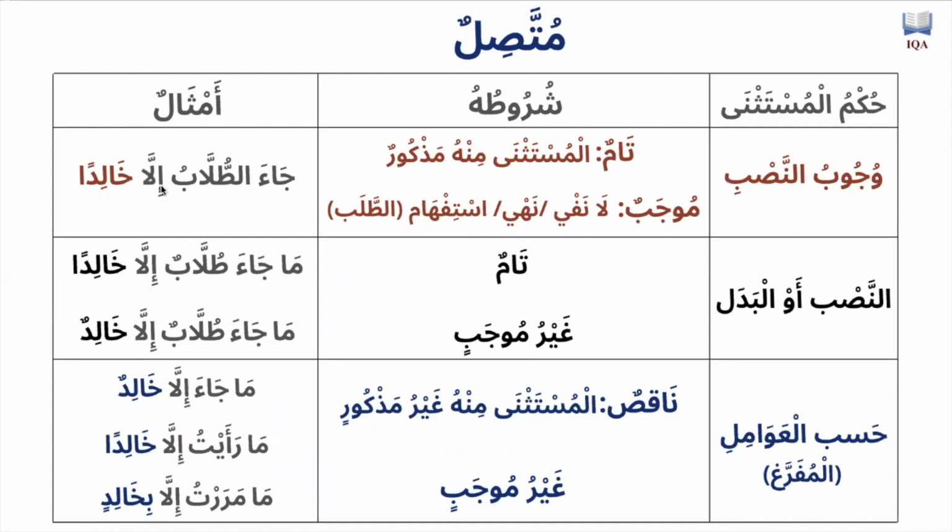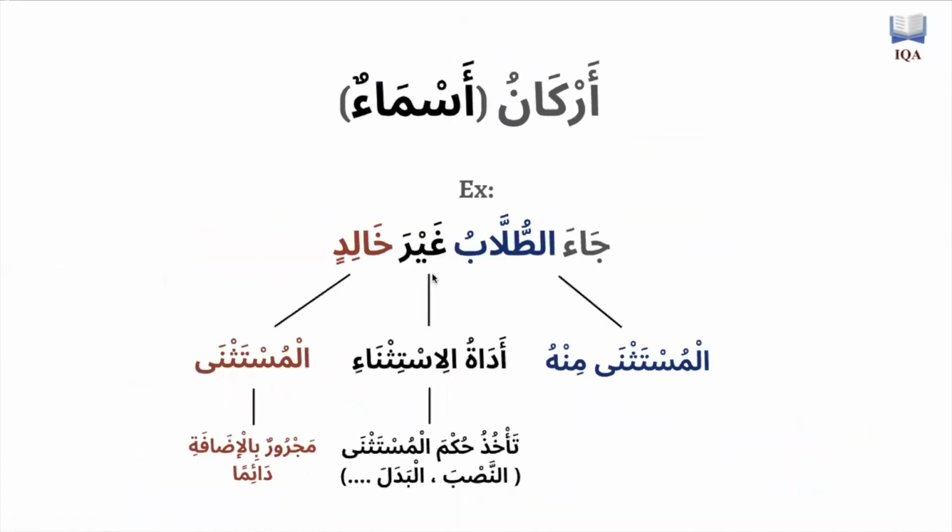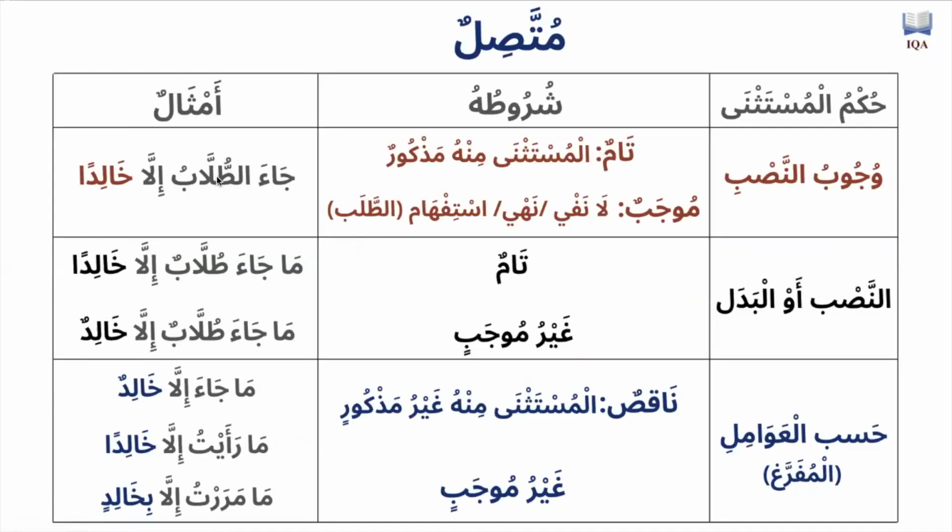So we covered that when you use illa to make the istithna, sometimes it's going to be wujub al-nasb, it has to be mansub. Sometimes you can make it mansub or you can make it a badal. Then sometimes it's going to be hasb al-awamil, in accordance with what the sentence dictates, right? Ma ja'a illa khalidun. Here it can be khalidun or khalidan, and here it has to be khalidan, right? So we covered this in a previous lesson. Everything that's being said here about the mustathna, which is Khalid here, and its i'rab and what it's going to be, can be applied, and it is applied to the noun here, coming as an adat istithna. So here, ghayra needs to be mansub. Why? Because of this right here.